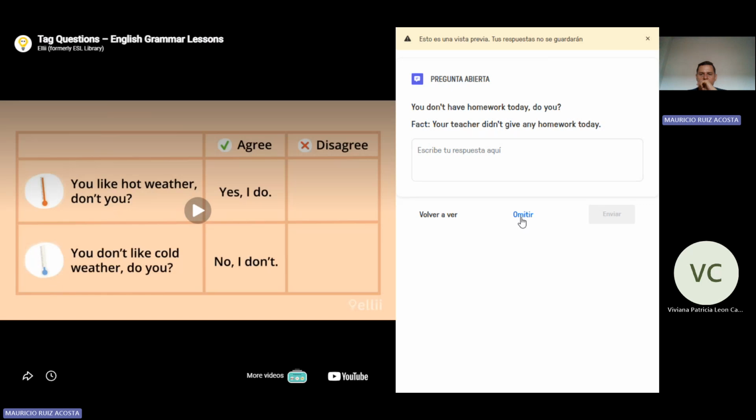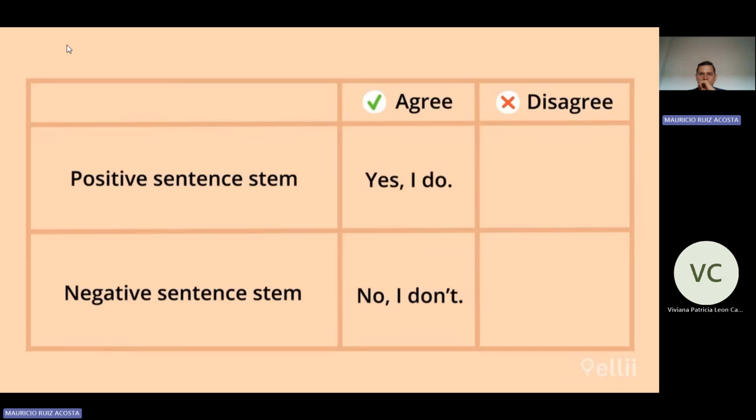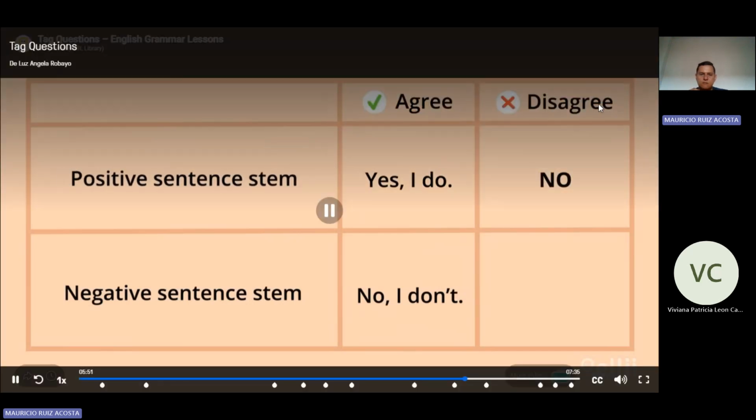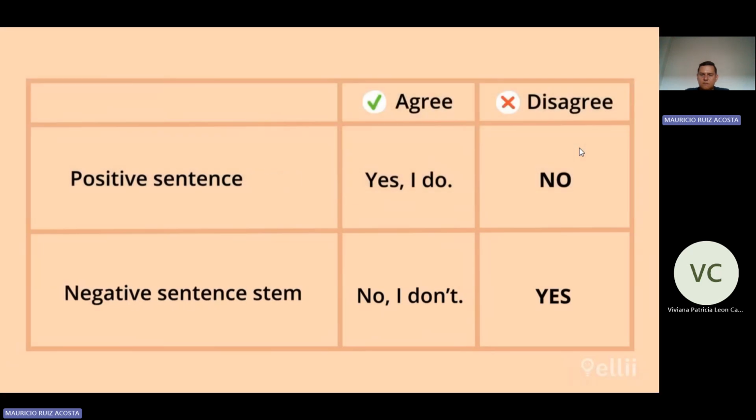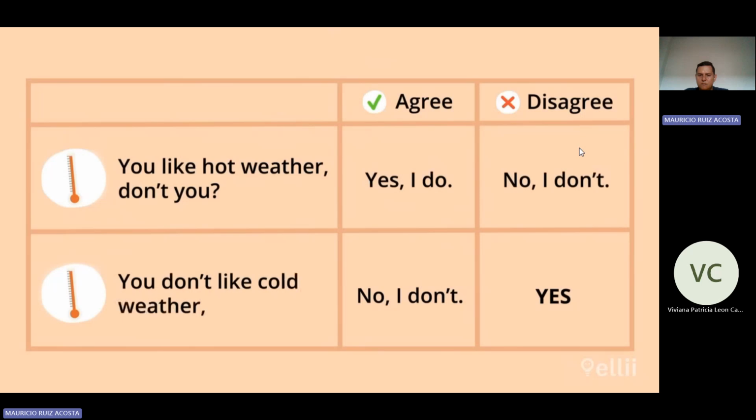Okay, let's continue. If you disagree with the sentence stem, use the opposite type of verb in your response as the stem. Respond with no for a positive sentence and yes for a negative sentence. For example, "You like hot weather, don't you?" "No, I don't. I don't like hot weather." "You don't like cold weather, do you?" "Yes, I do. I like cold weather."